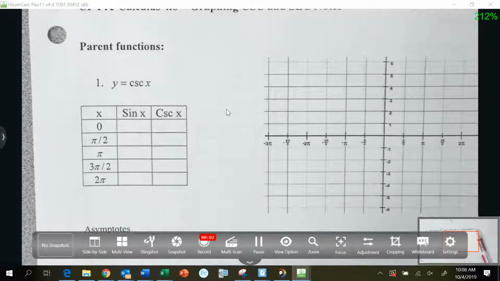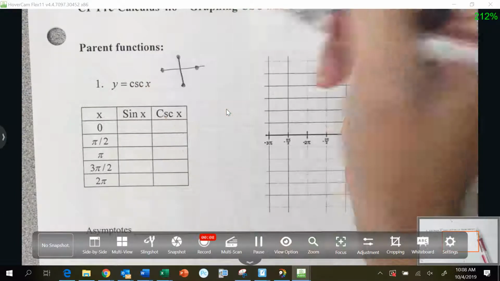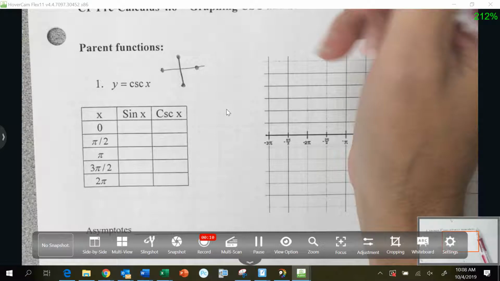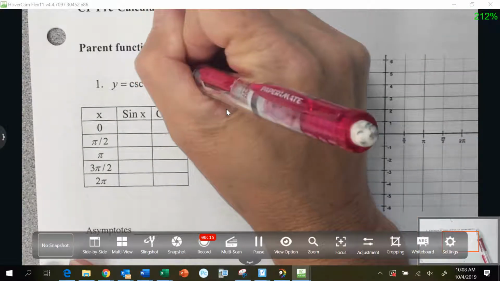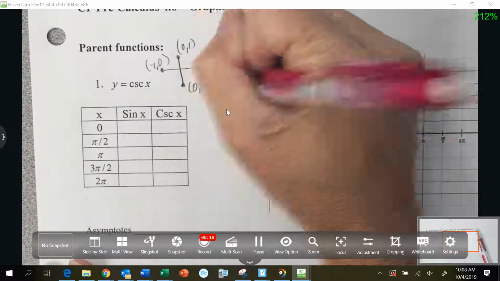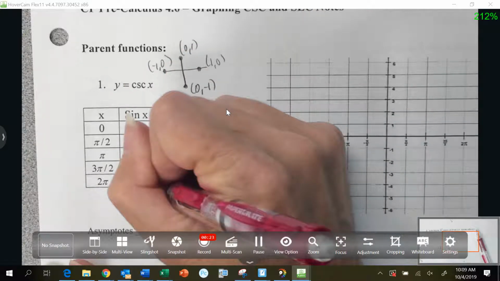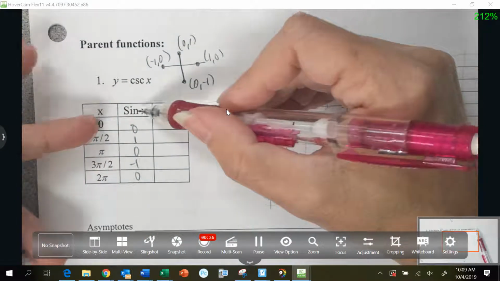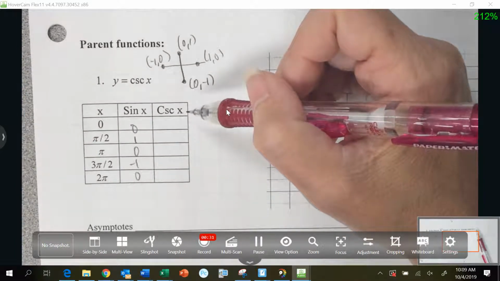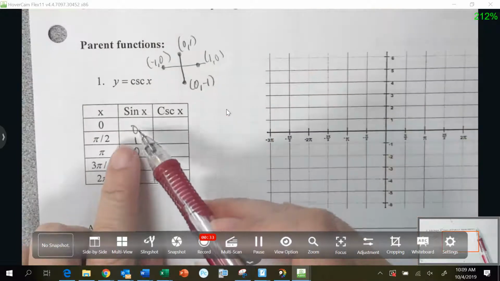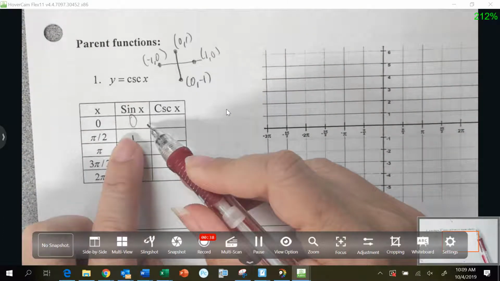Okay, so remember sine at these values, sine is y, right? So we're looking at the y for each of these ordered pairs. So sine is going to be 0, 1, 0, negative 1, 0. Now, what do I do to sine to change it into cosecant? Reciprocate, right? So we're going to reciprocate each of the sine values to change it into cosecant.